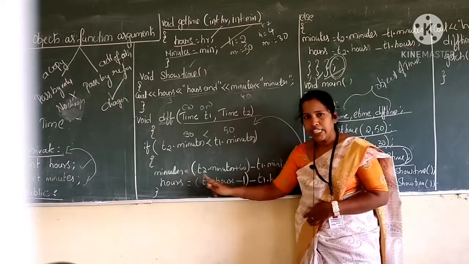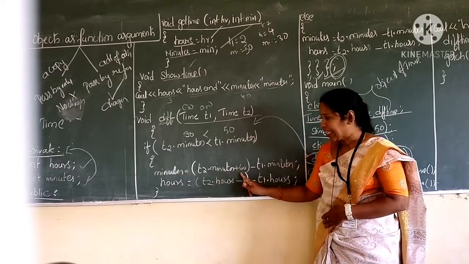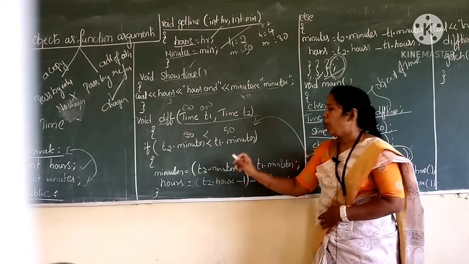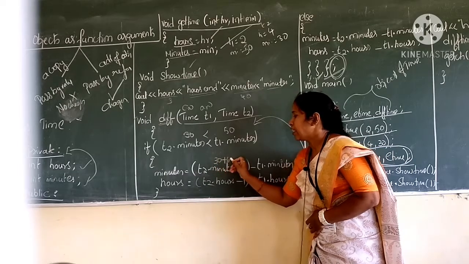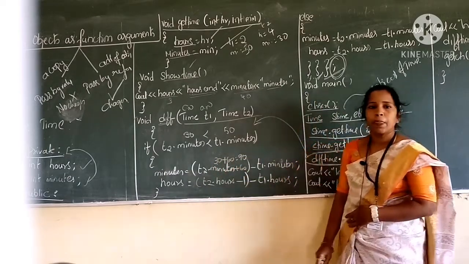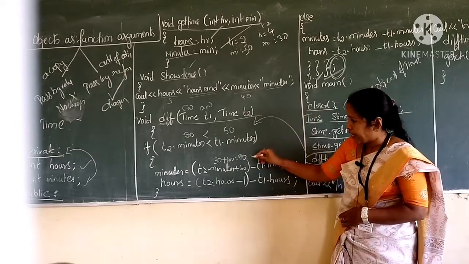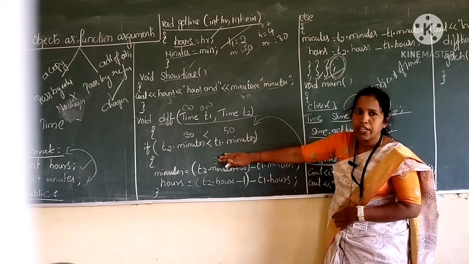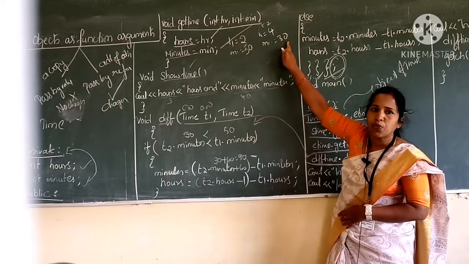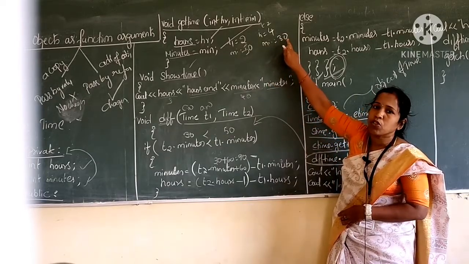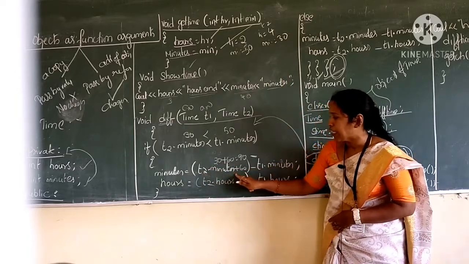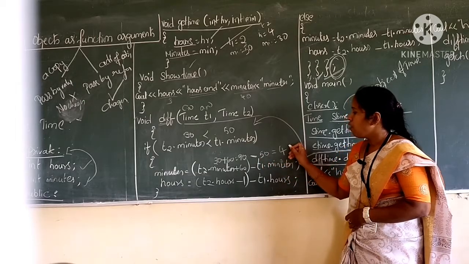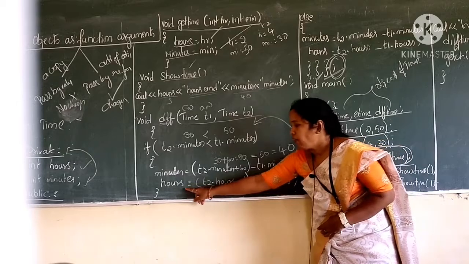Now coming here, minutes is equal to T2 dot minutes plus 60. T2 dot minutes is 30, it is less than 60, right? So here I am going to add 30 plus 60, that is 90. Now I got 90 minutes minus T1 dot minutes. T1 dot minutes is 50, right? If I don't do this operation, I cannot subtract 50 from 30 here. That's why I am adding 60 minutes to T2 dot minutes. So T2 dot minutes plus 60 minus T1 dot minutes, that is 50. So how much do you get here? 40 minutes.